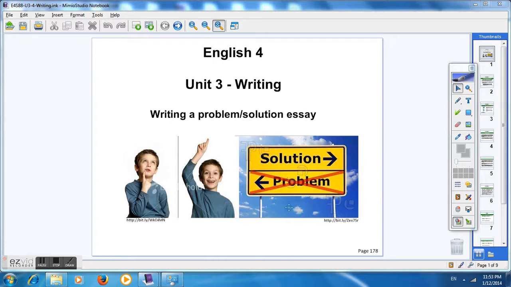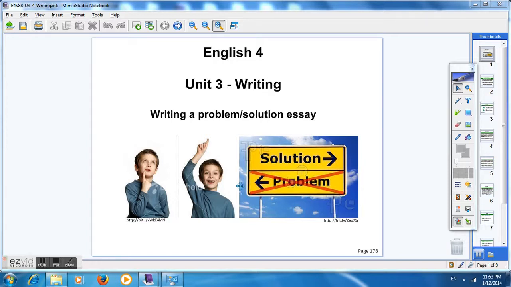Task 3 is about writing a problem solution essay. So, what do you think of this boy? The boy has a problem, and of course, he thinks of a solution. If we have a problem, we certainly have solutions to that, and that is what you're going to write about today.